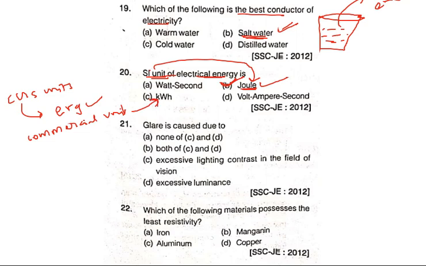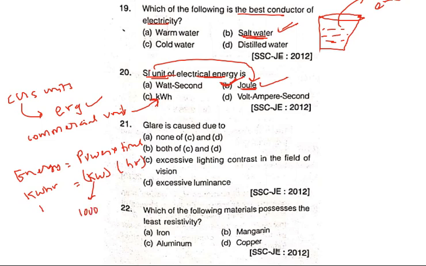What is kilowatt hour? Energy equals power into time. Energy here is kilowatt hour, power has the unit kilowatts, and time we have to take in hours. Okay, so simplify this, what you will get? 1 kilowatt equals 1000 watts and 1 hour equals 3600 seconds.